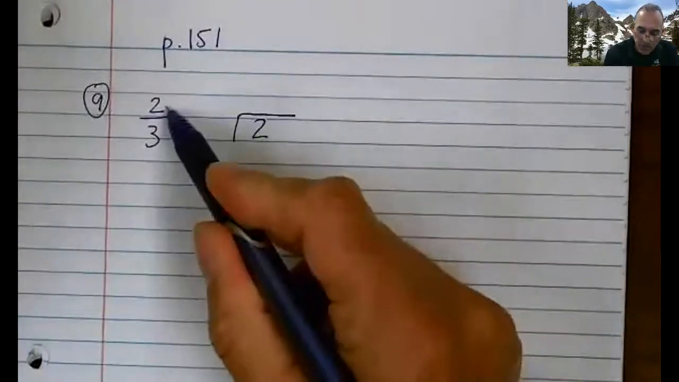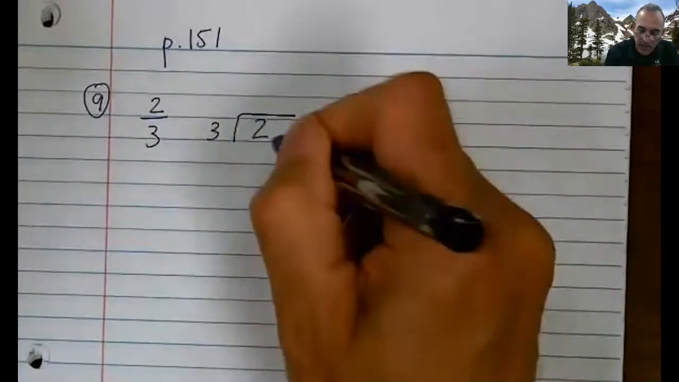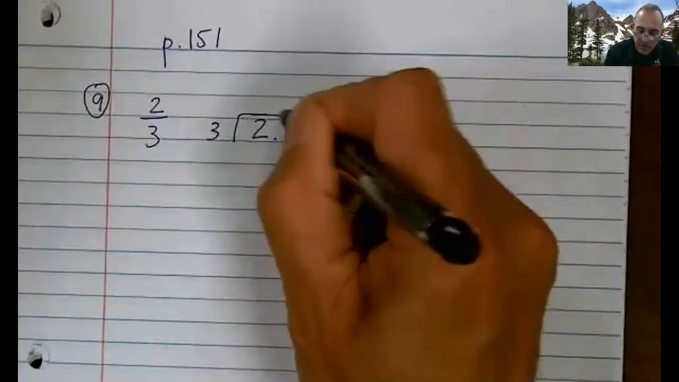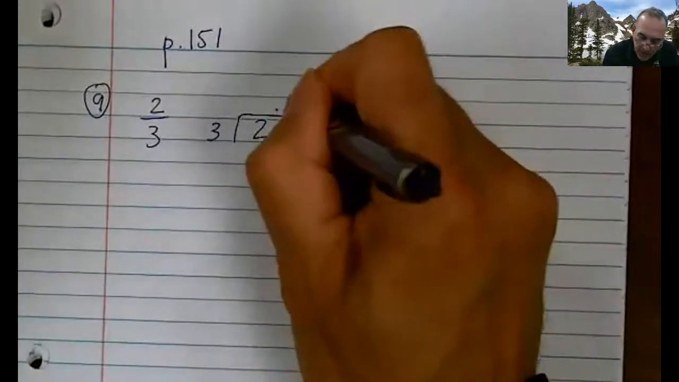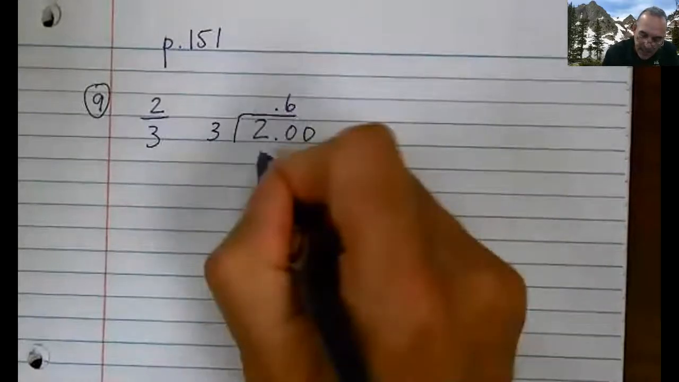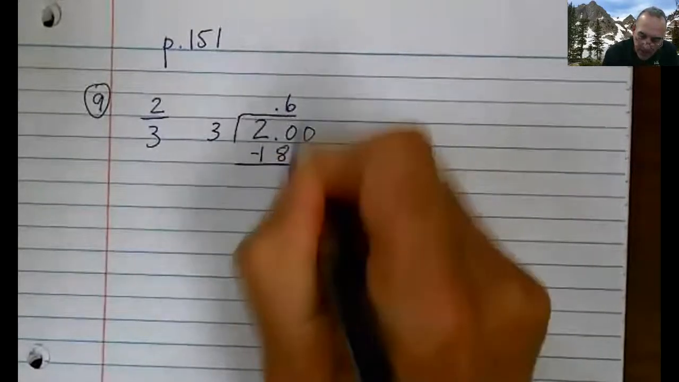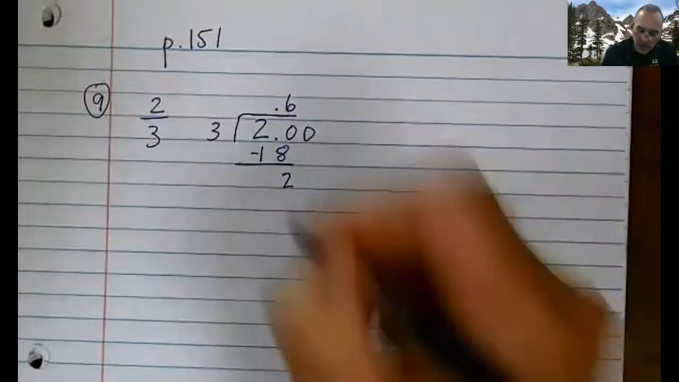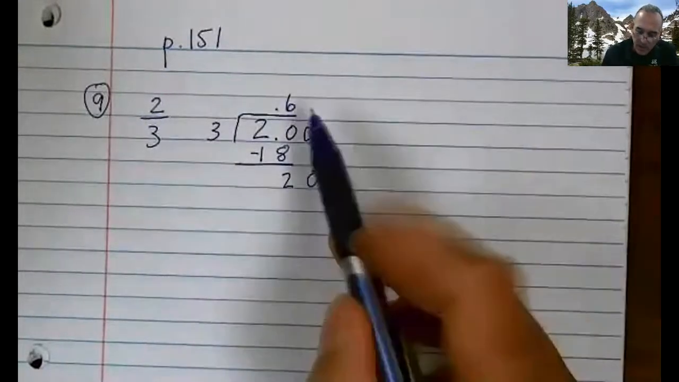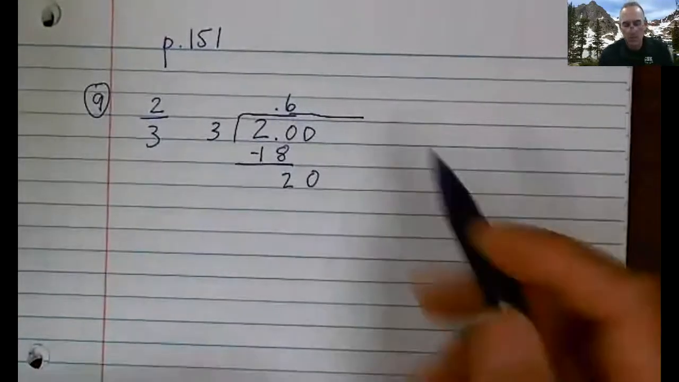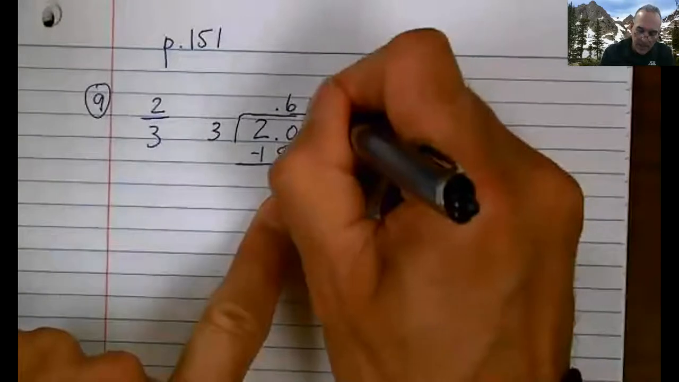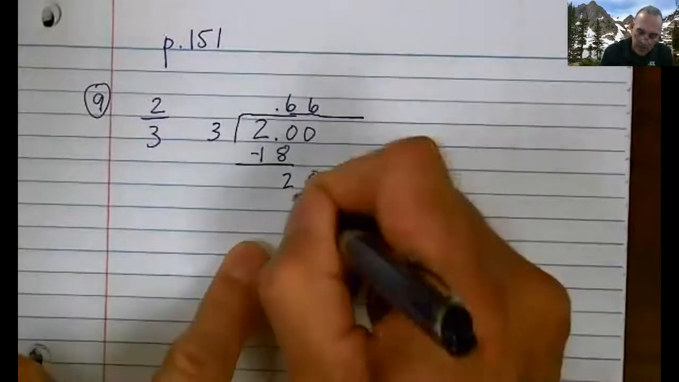2 being divided by 3. I'm going to add the decimal, 2 zeros. Sometimes you only need 1. I always add 2. You might only need 1, okay? 3 into 20 goes 6 times. 6 times 3 is 18. I'm going to subtract, I get a 2. I'm going to bring the 0 down, and I'm going to extend that division bar. How many times does 3 go into 20? Already done this. 6 times 3.